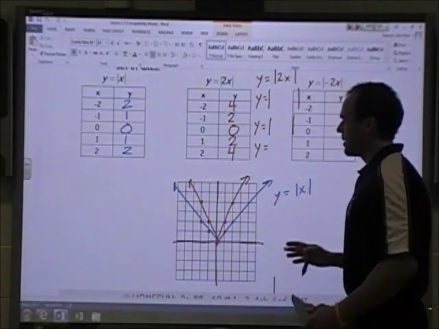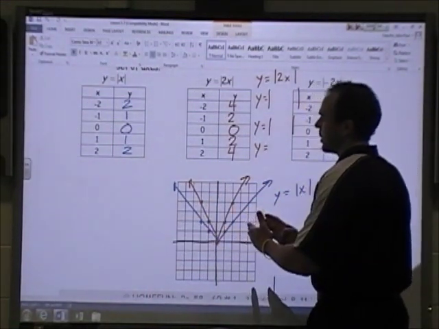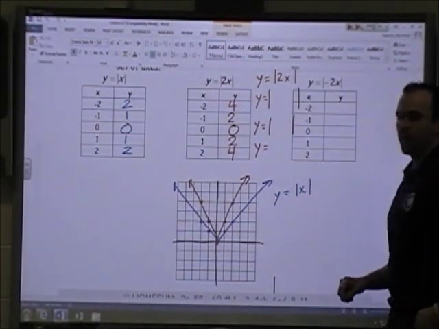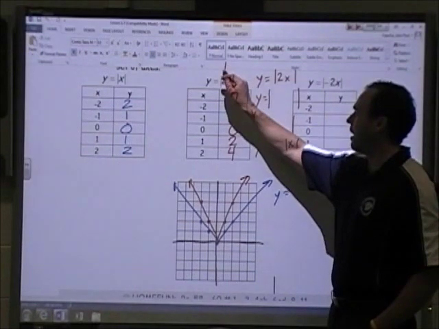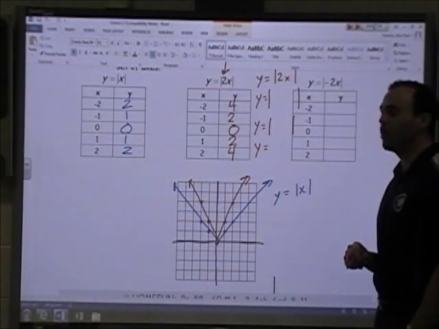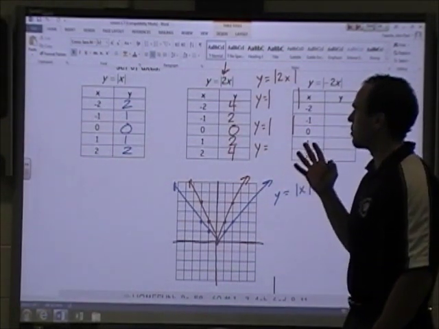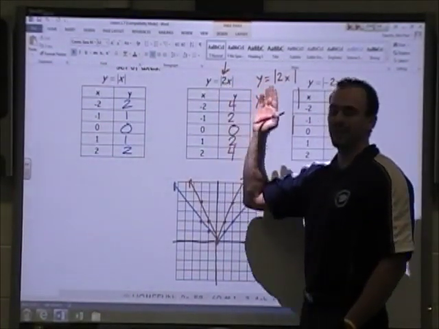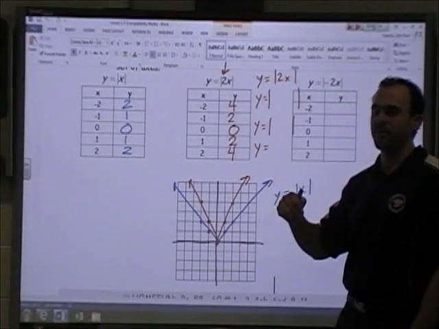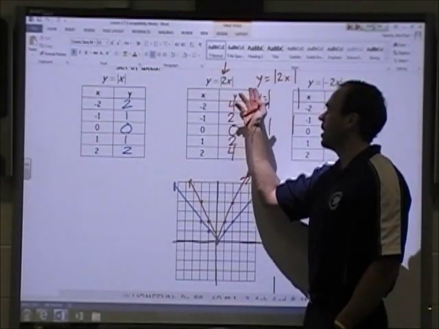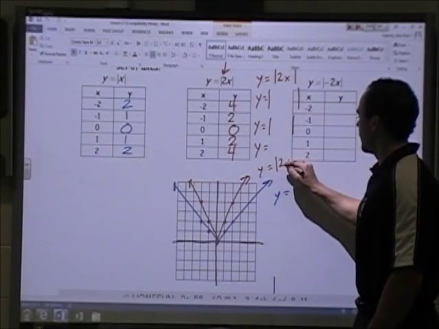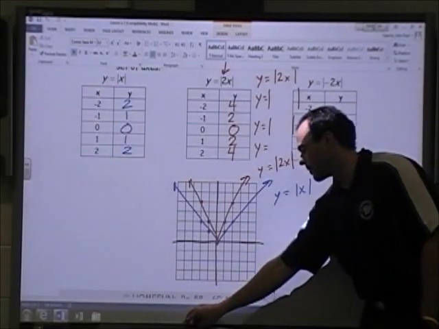Okay? This is a horizontal compression by a factor of a half. It got horizontally shrunk down by a factor of a half. Okay? Your k value is 2, but that's a horizontal compression by a factor of a half. Why is it horizontal, not vertical? It's horizontal because that 2 is inside of the function, inside of the absolute value, being multiplied by my x. So this is y equals the absolute value of 2x.